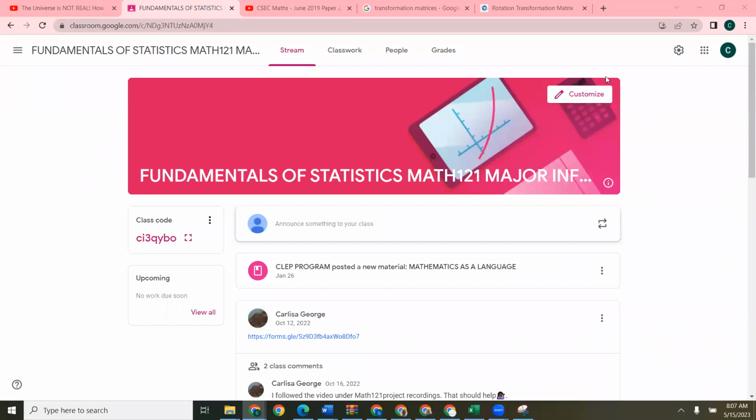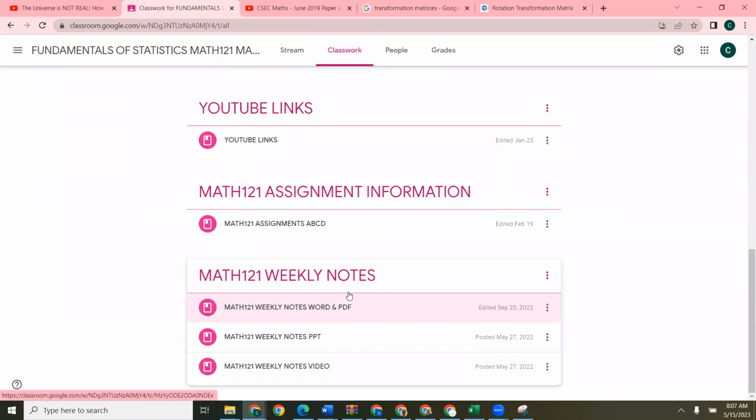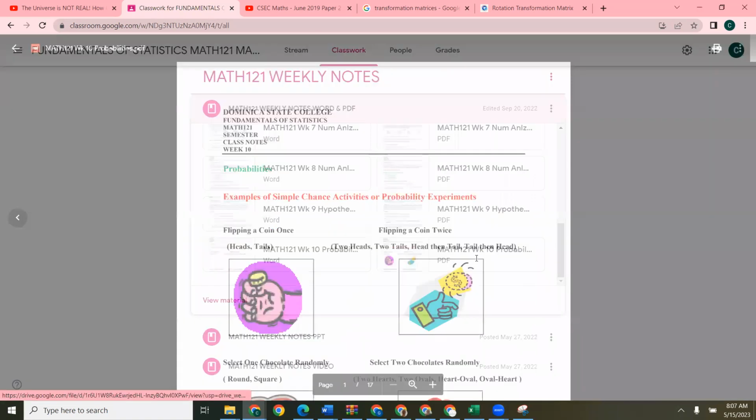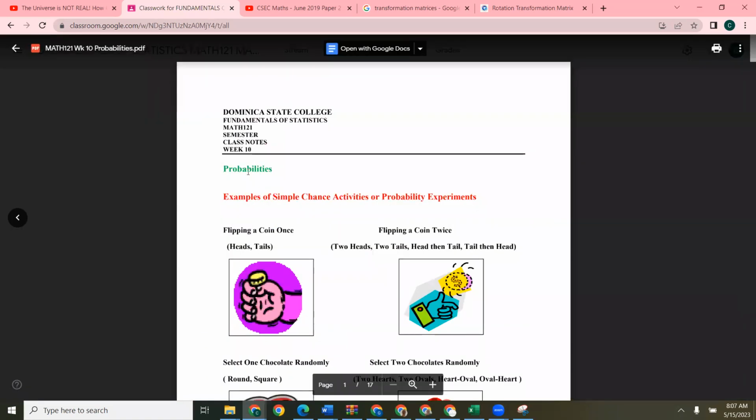So we are going to the Google Classroom CI3QYBO, and I'm going to classwork, and we're going to weekly notes. This comes in the Word, PDF, PowerPoint, and video format. We are going to open the PDF format. Here it is, probabilities in week 10, unit 10.